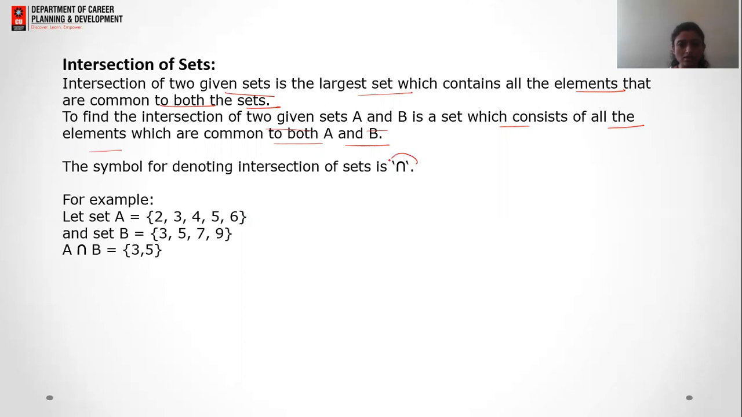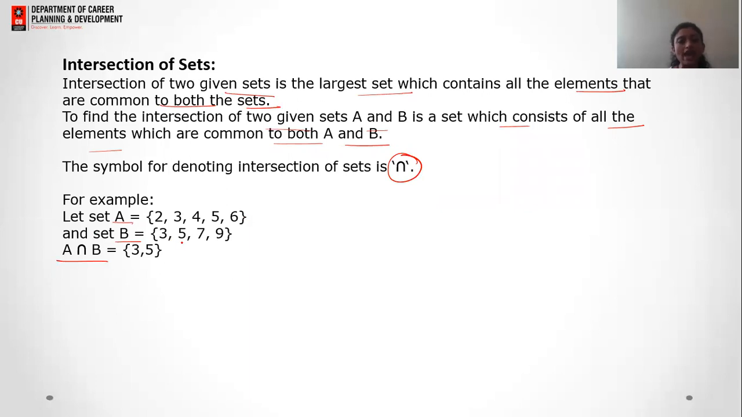And we will use this symbol to denote intersection. For example, there are two sets, set A and set B. In set A, the number of elements is 5: 2, 3, 4, 5 and 6. And in set B, 4 elements are there: 3, 5, 7 and 9. Now we have to find A intersection B.